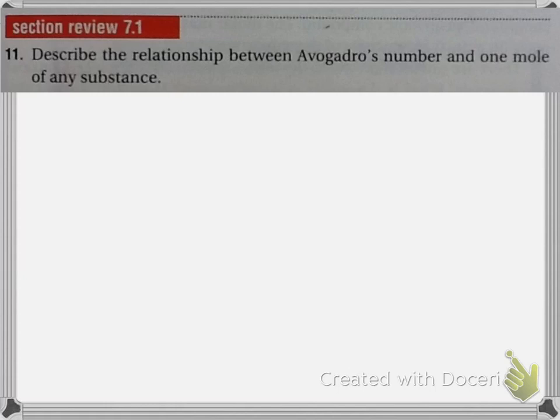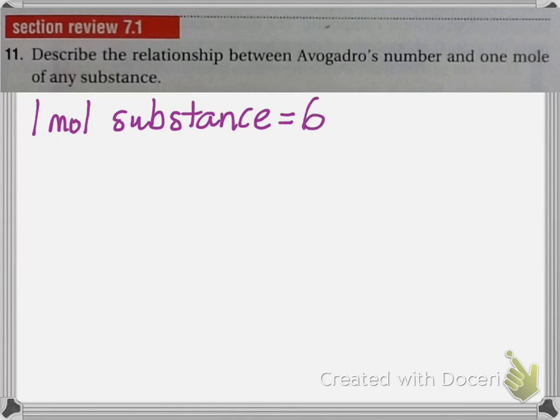Question 11. Describe the relationship between Avogadro's number and 1 mole of any substance. So this is that idea that 1 mole of substance equals Avogadro's number, which is 6.022 times 10 to the 23rd representative particles of that substance. Okay, now remember, we can write these as conversion factors. That's how we'll be using them for our math in this chapter.